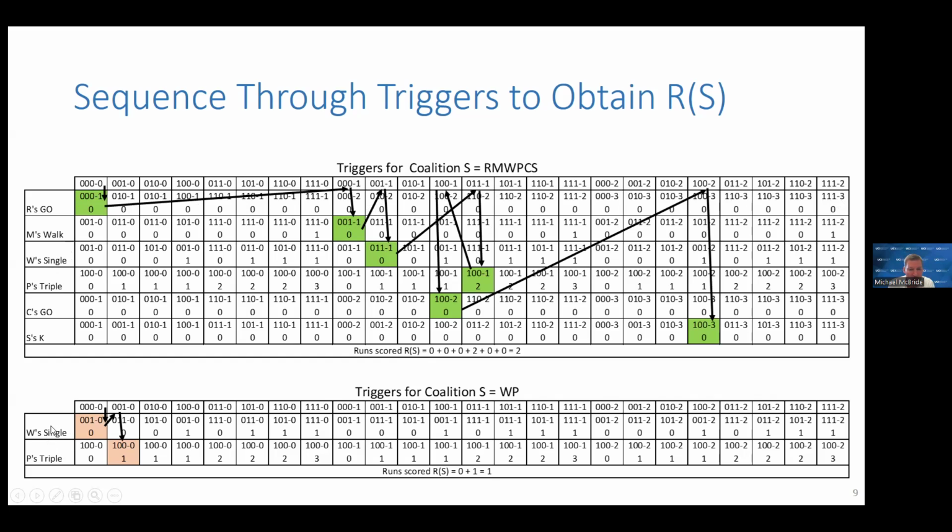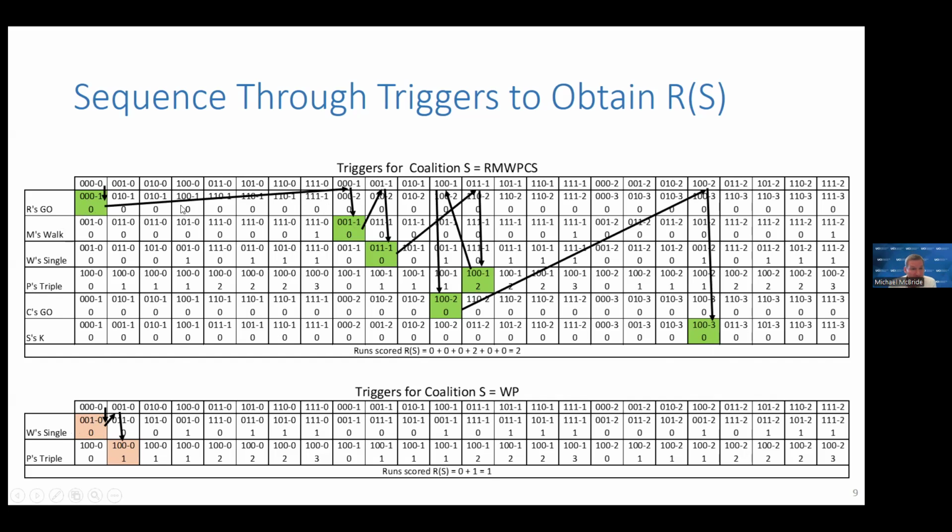So that's what I've done here. I've taken the triggers for W and P, W's single and P's triple. Now these occurred in this sequence in the real game, but in a hypothetical coalition, they would occur like this. In the real game, when they sequence, this 0 means 0 runs scored, 0 runs scored, 0 runs scored, 2 runs scored, 0 runs scored, 0 runs scored. So in the real game, 2 runs scored, but in this hypothetical coalition, only one run scored. So by combining the triggers, I can construct the value for this coalition.